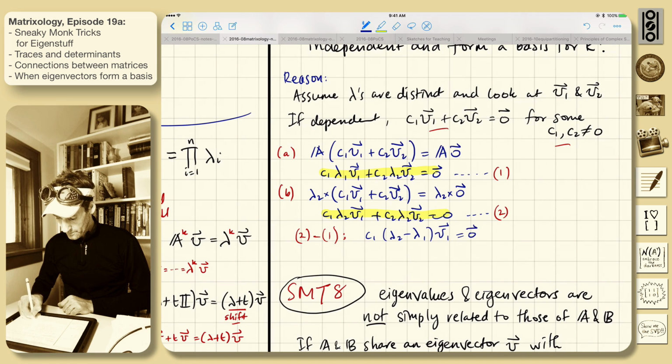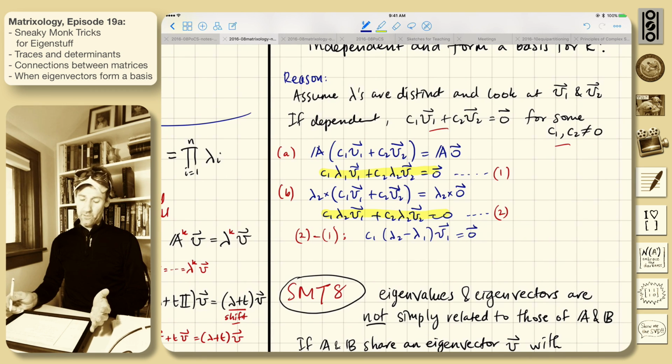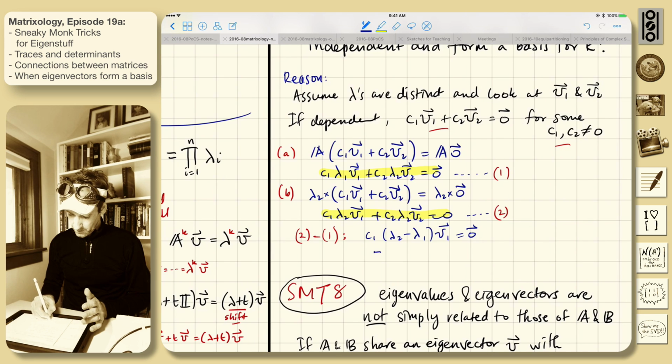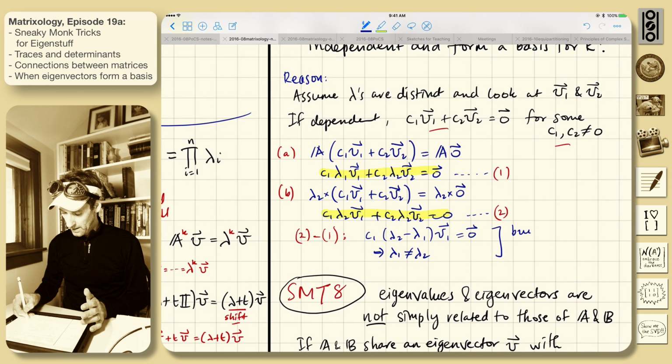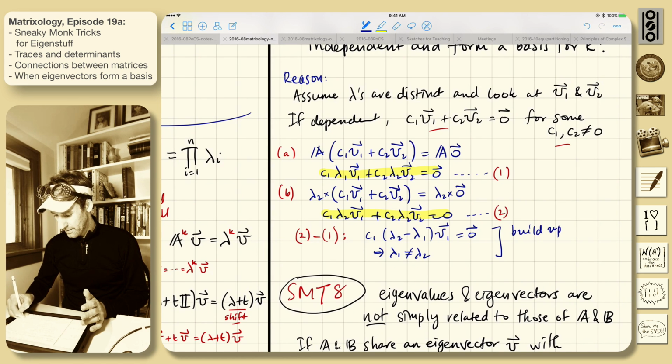equals 0. And the only way this is true, right? V1 is not equal to 0. C1 is not equal to 0. So it implies that lambda 1 must equal lambda 2. The idea is to build up from here. This is just a sketch to give you an idea of it. You should come up with a better proof. Build up from here for n by n matrices.